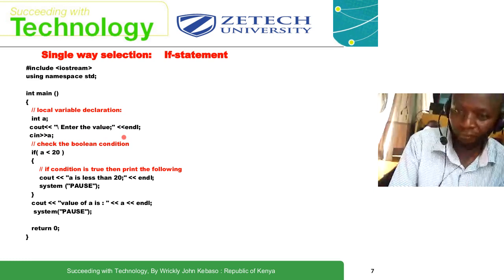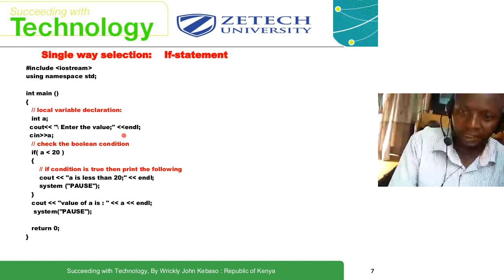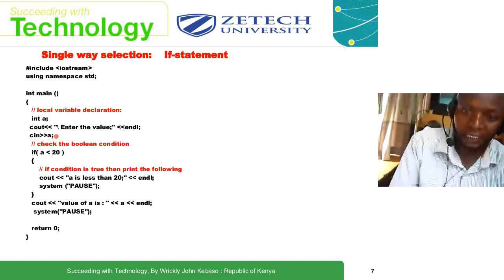These insertion operators with the endl are used to take the cursor to the next line, and then we use cin to store the number. The number the user enters is not known, but it will be stored in variable A, which is an integer. Then immediately we start single way selection.